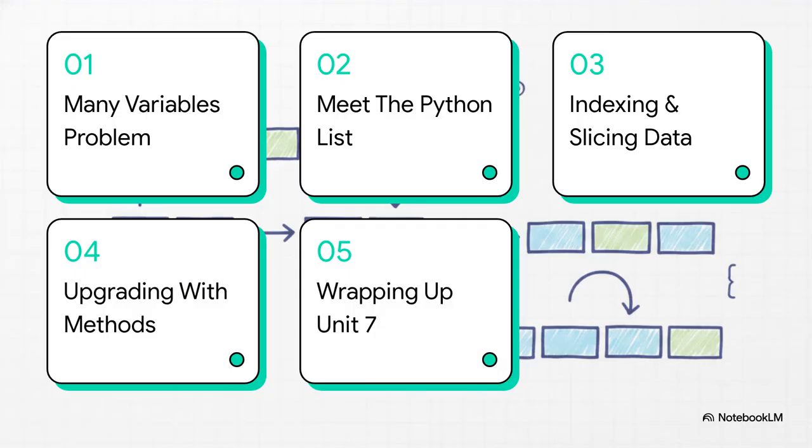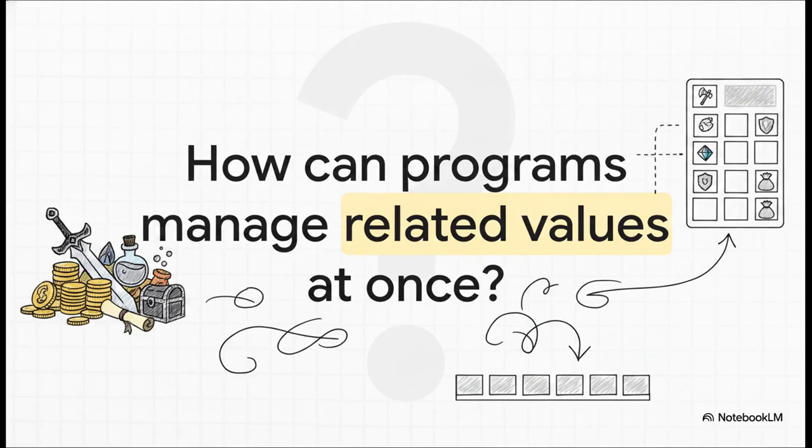Here's our roadmap for today. We're going to tackle the many variables problem, meet the Python list, dive into indexing and slicing data, upgrade with list methods, and then wrap up Unit 7. Let's get right to it. So here's our essential question for Unit 7. How can programs manage a whole bunch of related values all at once?